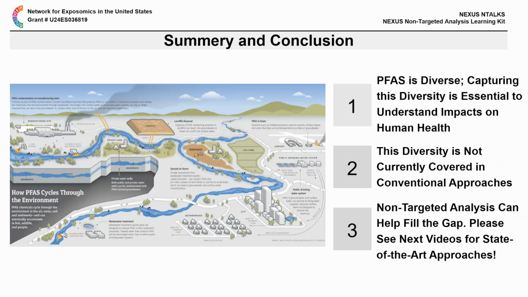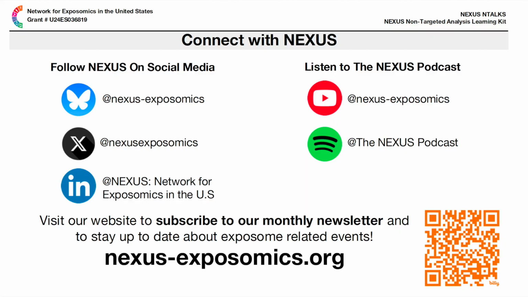So in conclusion, PFAS are diverse, both in terms of their spread across the environment in consumer products and in their chemical structures, and it is essential to understand this diversity to understand the impacts on human health. This diversity is not currently covered in conventional approaches, and 3, we need non-targeted analysis to help fill that gap. Please see next videos for state-of-the-art approaches for non-targeted analysis and how we can actually fill this gap in these technical tutorials following this.